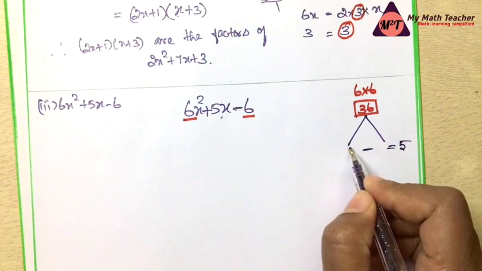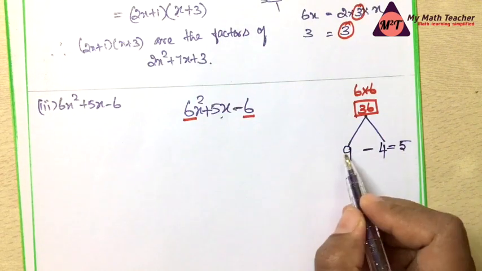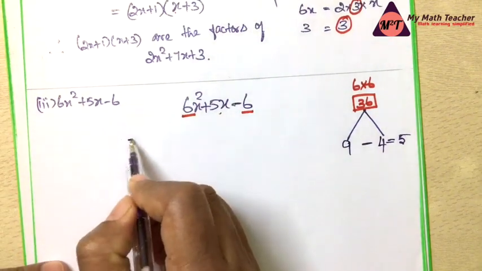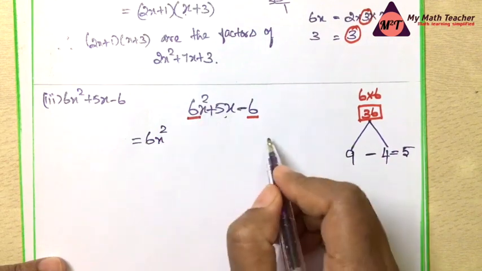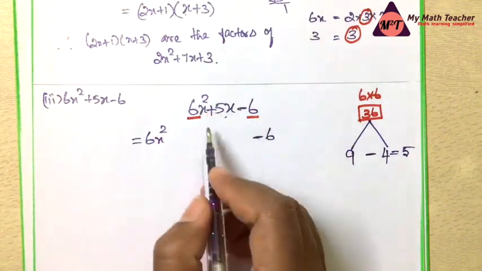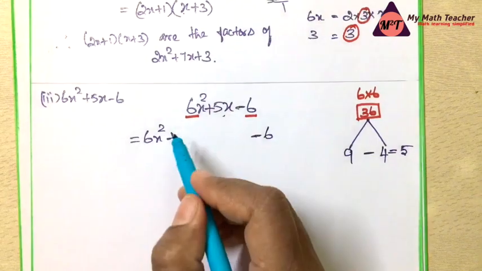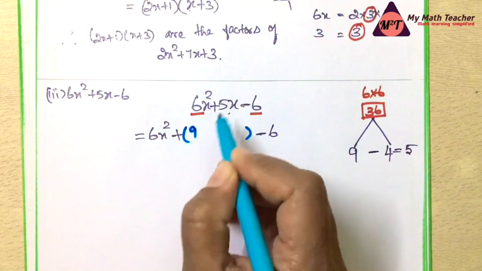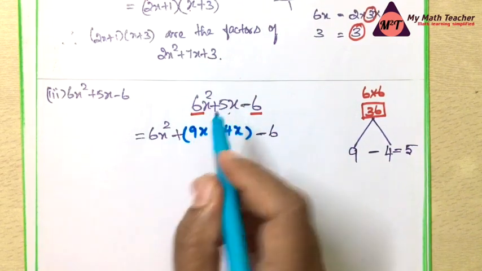You can see here it is 9 and 4. That is 9 minus 4 is 5. 9 4s are 36. Now, this is what we are going to apply in the middle term. 6x square is the first term and the minus 6 is the last one. Now, you have to write the middle terms like this. So, I am writing plus here. Just open the bracket and write the middle terms like this. That is 9x minus 4x. 9x minus 4x is 5x.